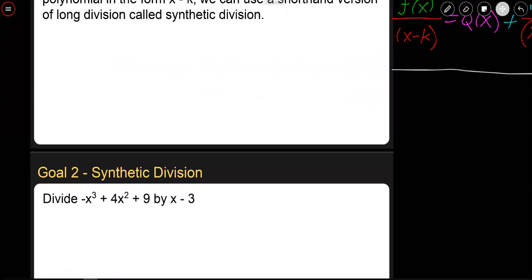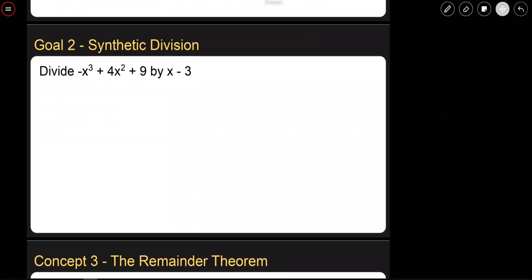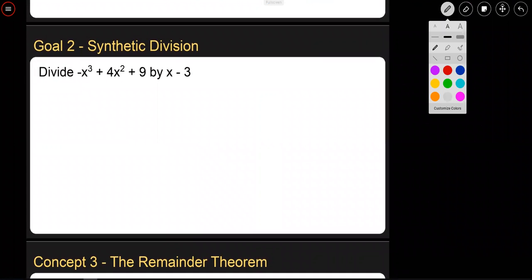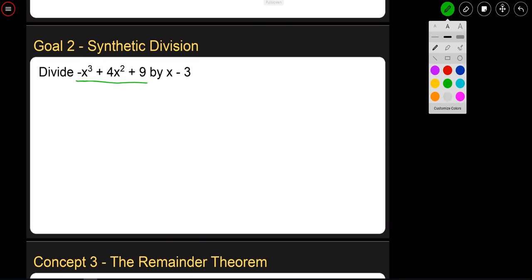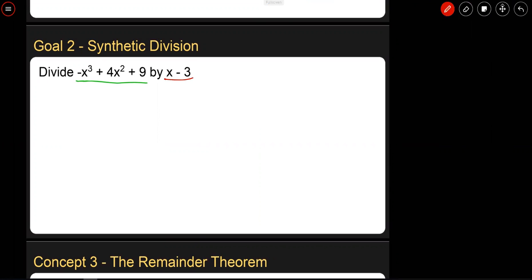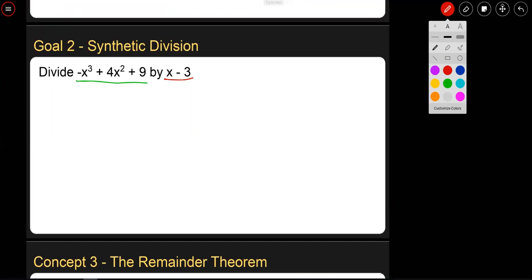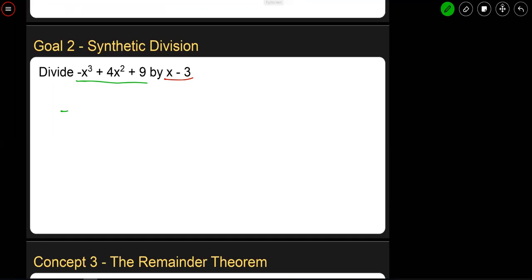We're going to continue along this path in a minute, but let's show how synthetic division works. Synthetic division is this crazy shortcut. So first I'm going to set up this problem like I would with long division. I've got negative x to the third plus 4x squared plus 9. I'm going to set this up just like normal long division really quick, and work it through very quickly.